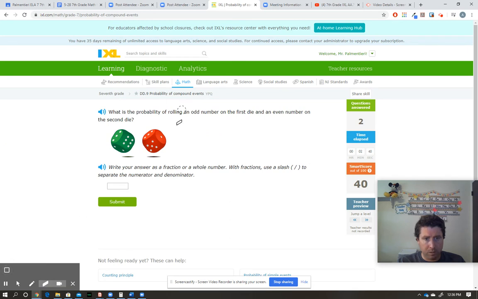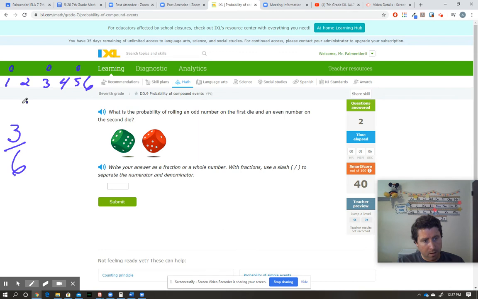Okay, so now it says, what's the probability of rolling an odd number on the first die and an even number on the second die? We have to know how many odd numbers are on a die. So out of the numbers 1, 2, 3, 4, 5, and 6, how many of these are odd? Well, odd, odd, and odd. So 3 are odd. So that's going to be 3 out of 6 multiplied by, now they want to know on the second die, I'm going to roll an even number. So the other numbers must be even. So I have 3 even numbers. So that would be 3 out of 6.